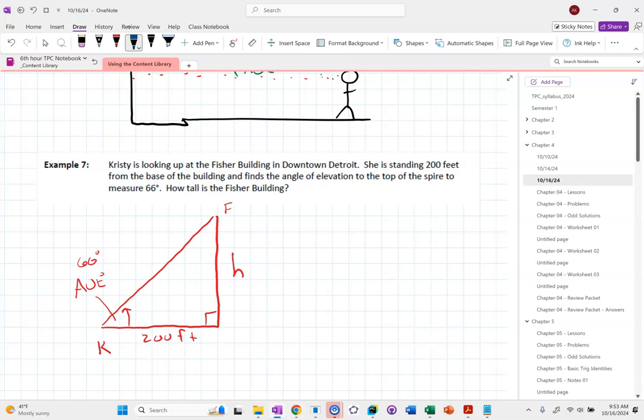So relative to the angle that I know, that angle of elevation at 66 degrees, the two sides I either know about or want to know about are H and 200, correct? Is the 200 opposite, adjacent, or hypotenuse relative to that 66 degree angle? Adjacent, I heard somebody whisper. What about the H? Opposite, that's correct.